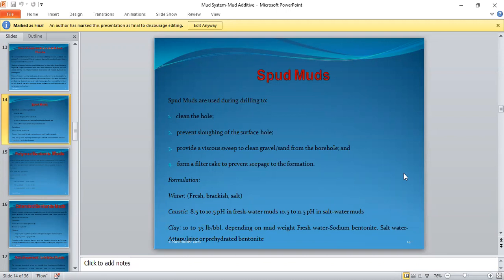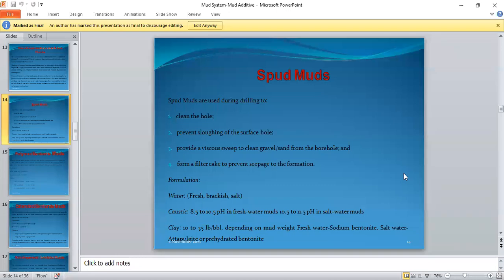Now, if you carry this same bentonite and take it into your formation to drill the same clay, you see that you have problems, except you add other things to it to handle the clay downhole. Saltwater attapulgite or prehydrated bentonite. For fresh water, you can use sodium bentonite. If you want to mix spud mud for salt water, then you use attapulgite or prehydrated bentonite.